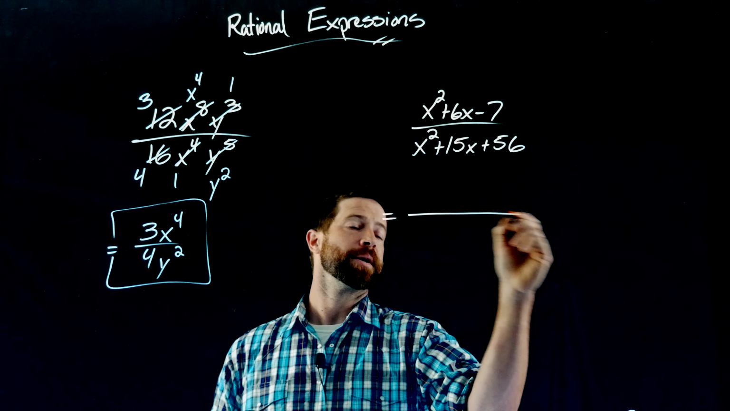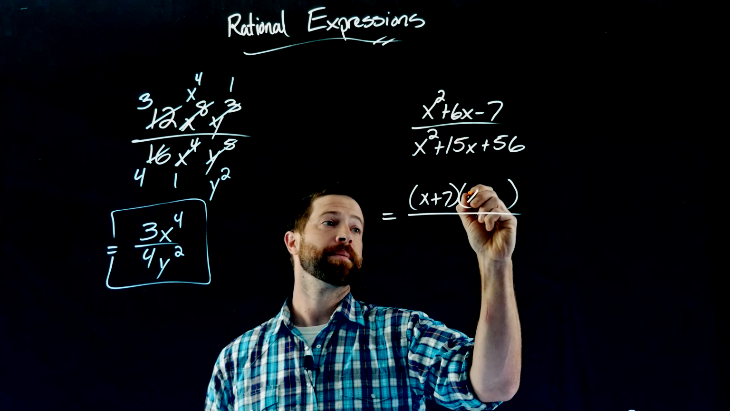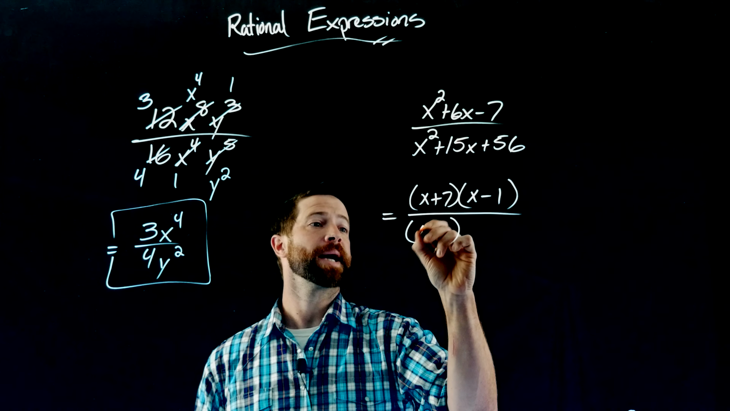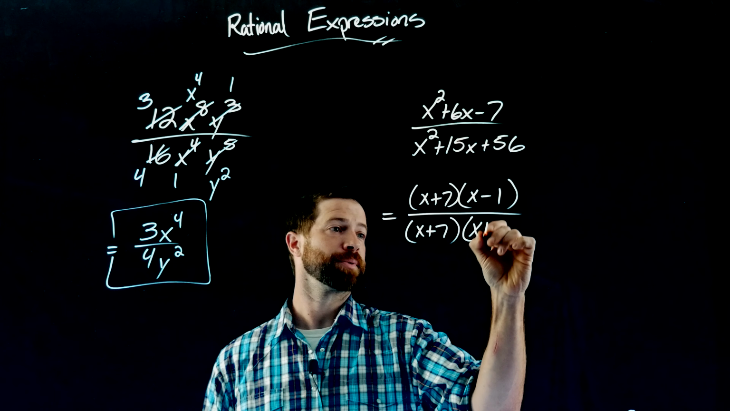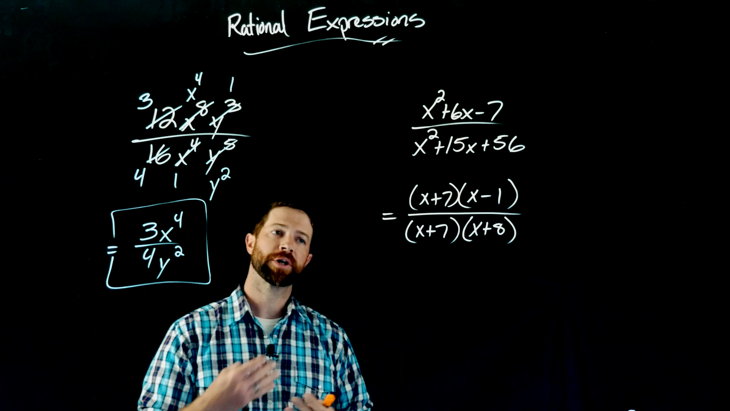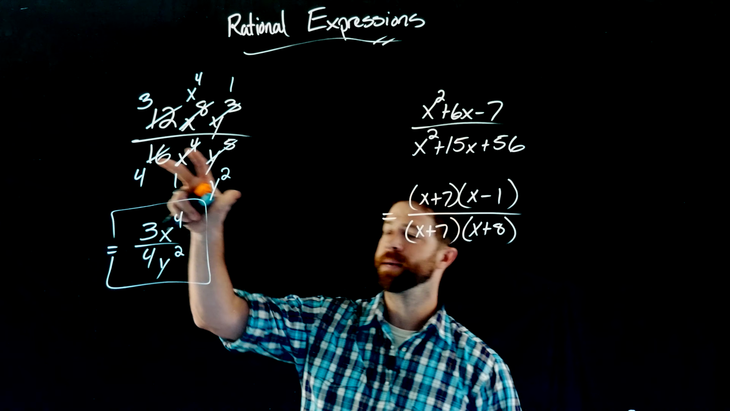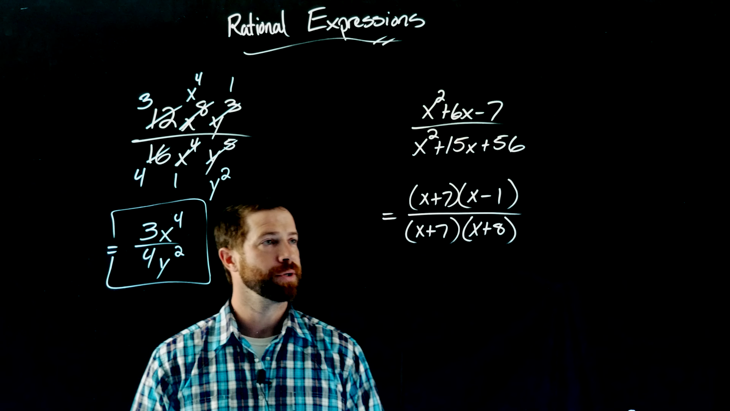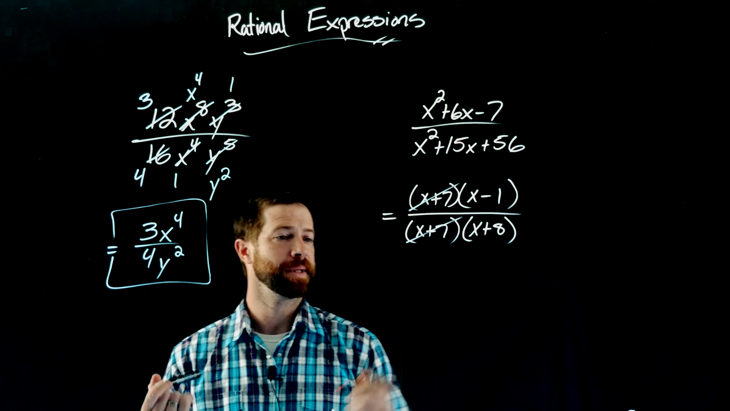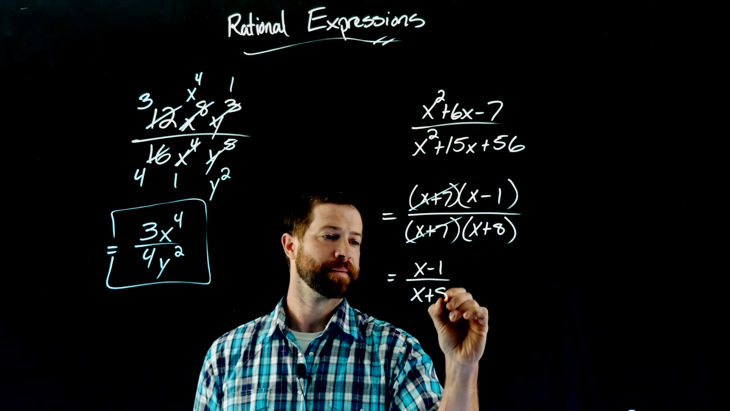When I factor that numerator, I get x plus 7 times x minus 1. In the denominator, I factor that into x plus 7 times x plus 8. Now that I've rewritten both the numerator and denominator in terms of multiplication, and I have 2 factors in each, I'm allowed to cancel the same way I was canceling over here. I would cancel these factors of x plus 7, leaving me with the final expression of x minus 1 over x plus 8.